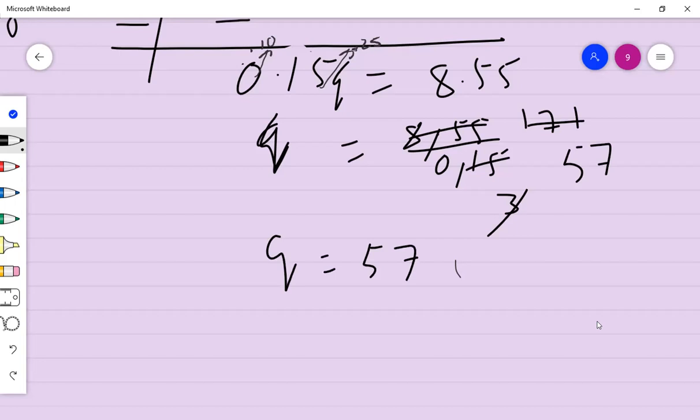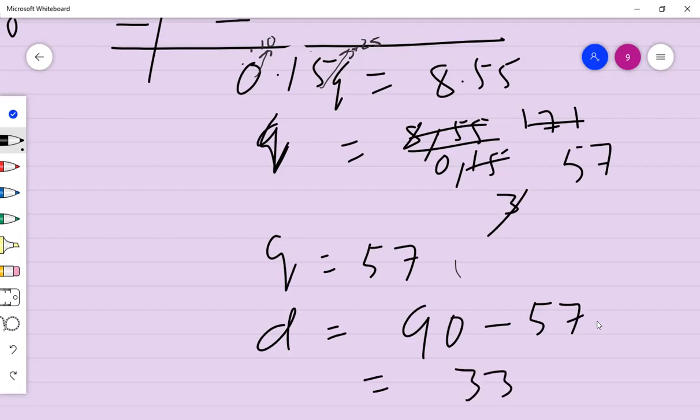So how many dimes are there? 90 minus 57. So 57 plus 3 is 60, so 33. So, 57 quarters and then 33 dimes, right? Yeah, 33 dimes.